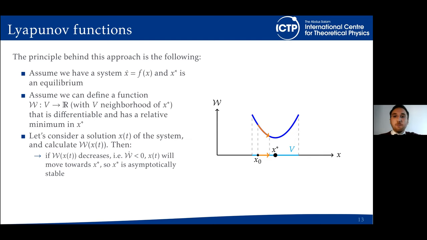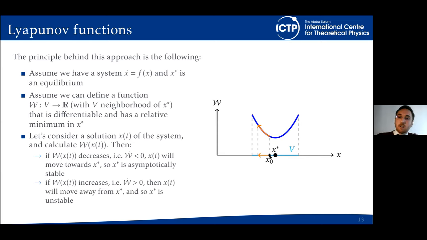On the other hand, if we find out that this function is increasing along the trajectory, so if the time derivative of this function is strictly positive, then we are in a situation like this. You see that in this case, necessarily the solutions are going away from the equilibrium. So in this case, we could say that this equilibrium is unstable. Is that clear?